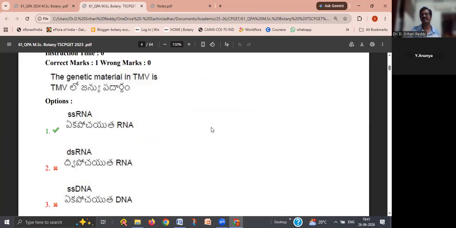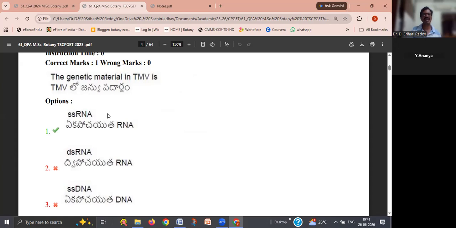So in TMV, we know Stanley crystallized the TMV. That is very important. Stanley crystallized the TMV for the first time and he got the Nobel Prize. And the genetic material present in TMV is single-strand RNA. But there is one exception also.